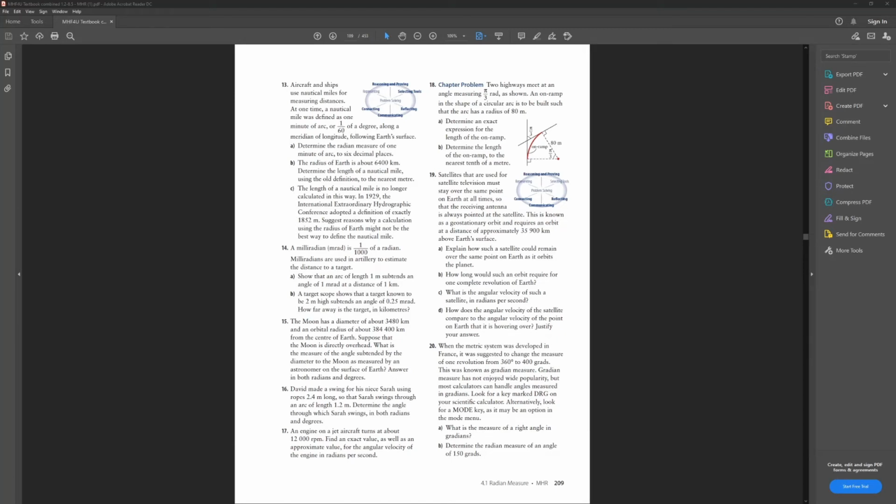For C, we're talking about how the length of a nautical mile is no longer calculated this way, so everything you just did is completely useless, so I'm glad you did that. But in 1929, the International Extraordinary Hydrographic Conference adopted a new definition of exactly 1852 meters. So that's the reason why using the radius of Earth might not be the best way to define the nautical mile.